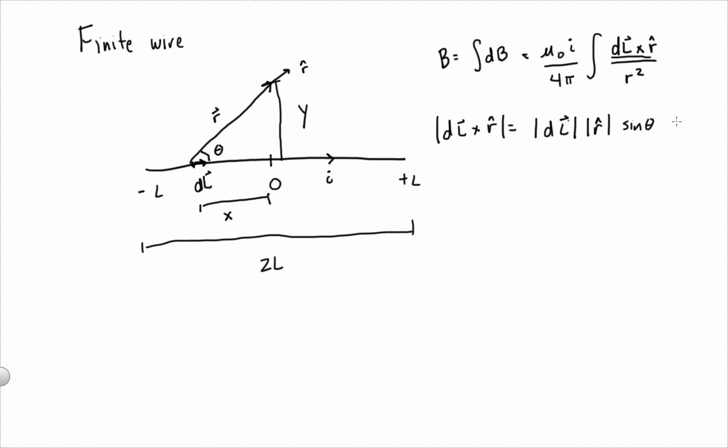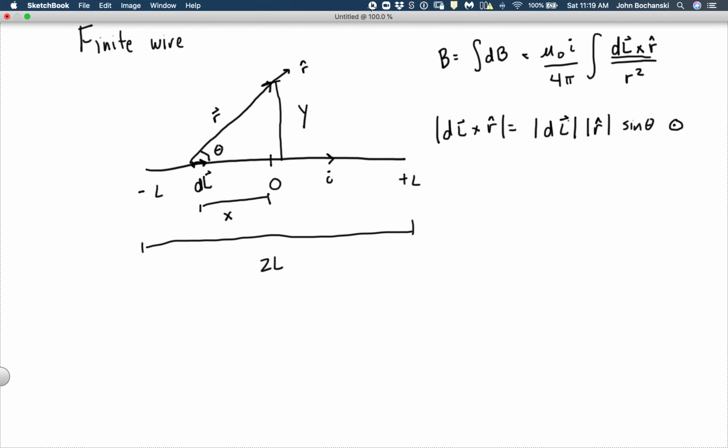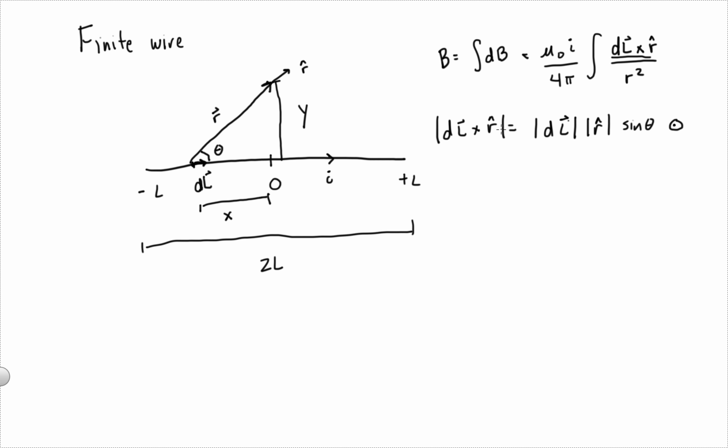That is going to point into the page. Let's go, excuse me, out of the page. Sorry about that. And the easiest way to check that would be at the actual midpoint, and this is also a result of symmetry. dl would be pointing from left to right, r hat in this case would be pointing straight up, and your thumb would be pointing at you. So out of the page.